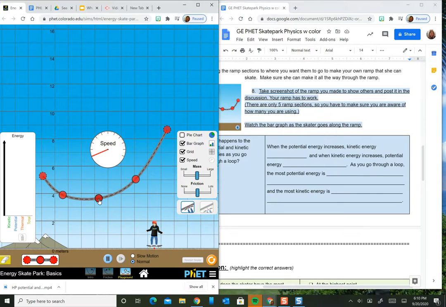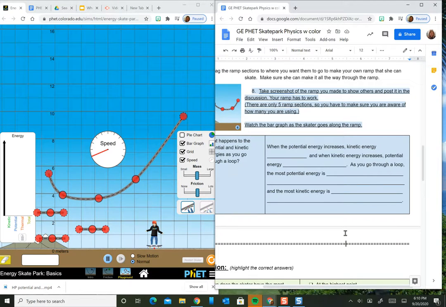But you want to make a ramp for your skater. And you want to make the first part pretty tall. Okay, and then you can just keep connecting. But you only have 5 sections. So make sure you're doing what you need to do, right? You need a hill, you need a loop. So here's my ramp. Try and get her to go through a loop. And then you're going to take a screenshot and you're going to post that in the discussion.